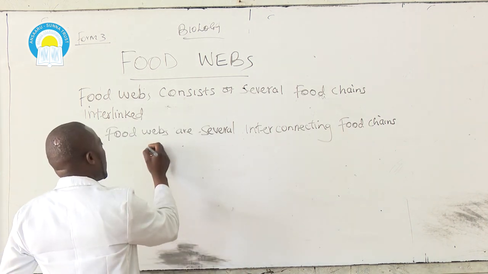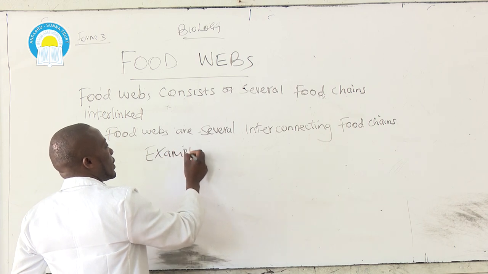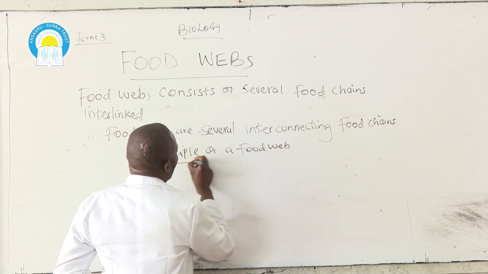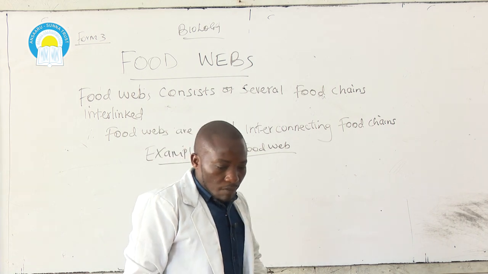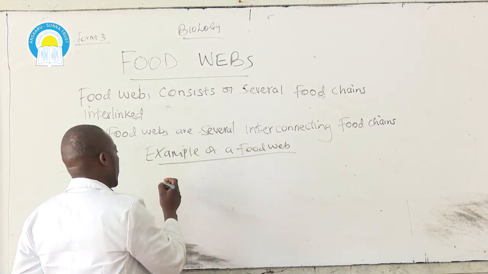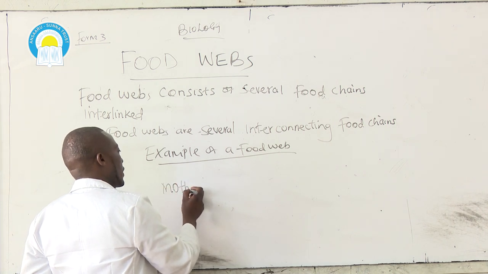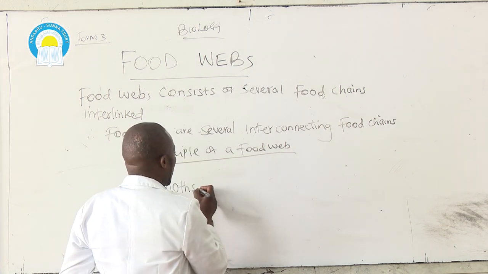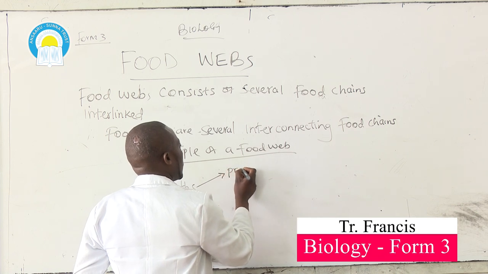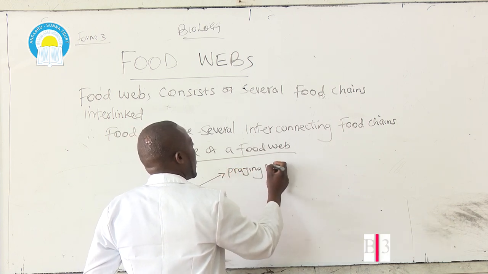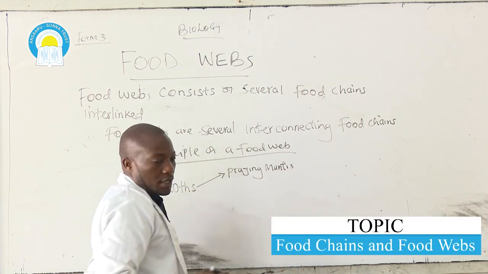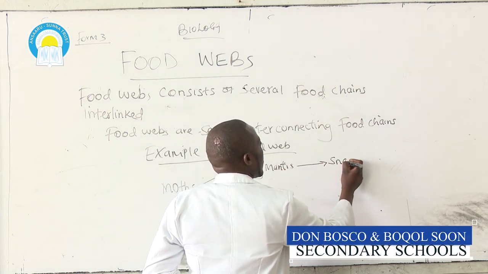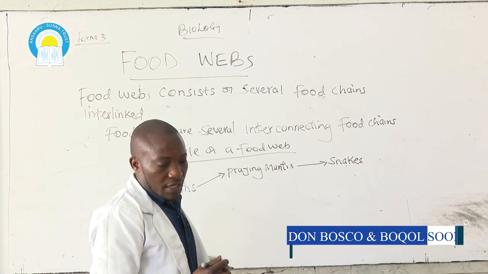Then allow me to give an example of a food web. I have moths, these insects. Then the moths are being eaten by praying mantis. Then the praying mantis are being eaten by snakes.